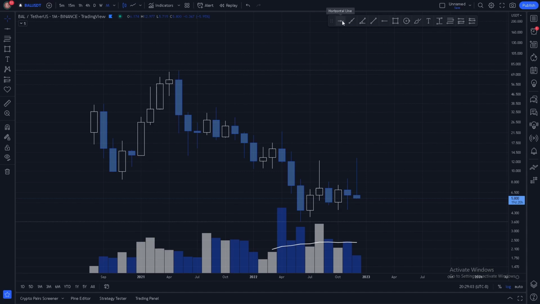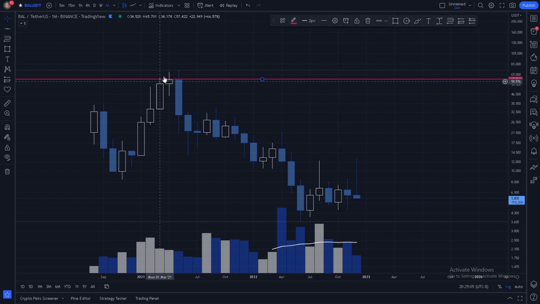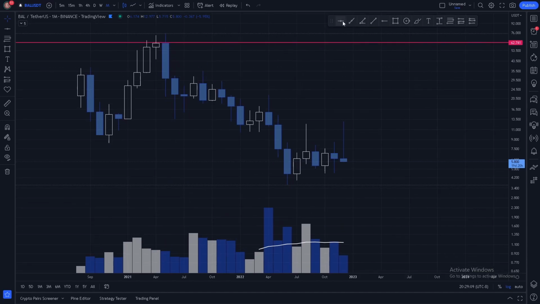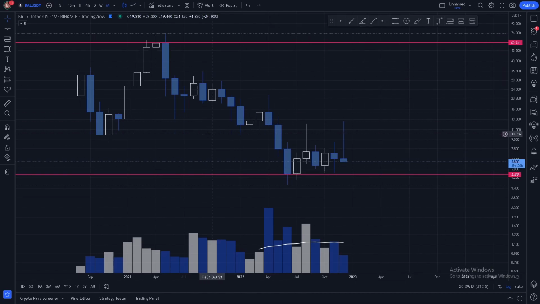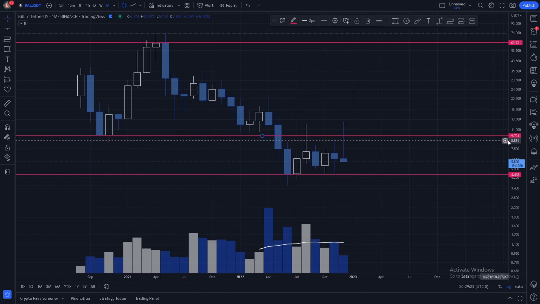Now the first key level we notice is our monthly swing high here, right around 62.7. Now we can also plot in our monthly swing low, which is right around 4.4. Now, we also notice another key level right here. So we can plot that in and we see it's right around 9.7. Now, let's go ahead and hop to the weekly so we can see more price action.